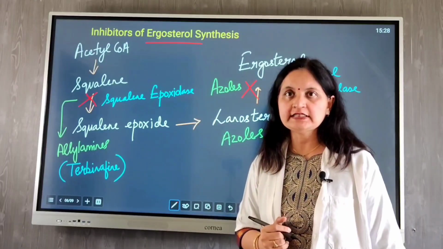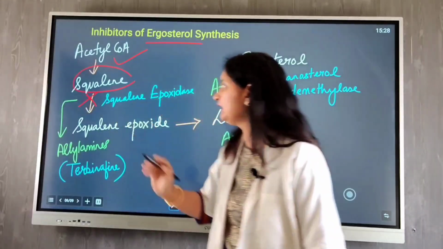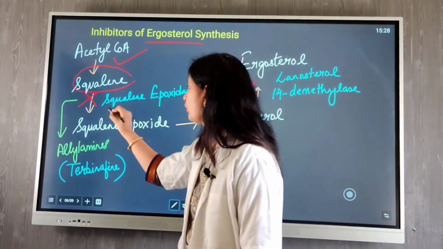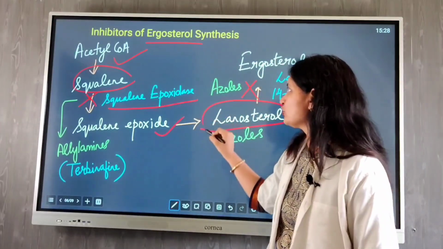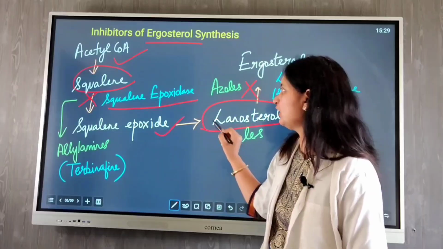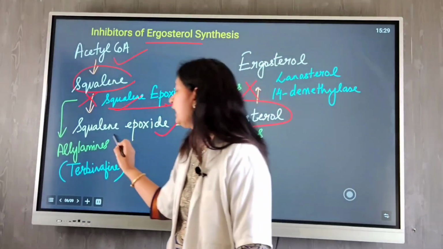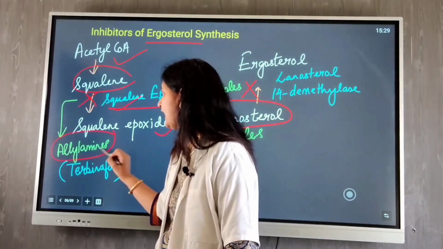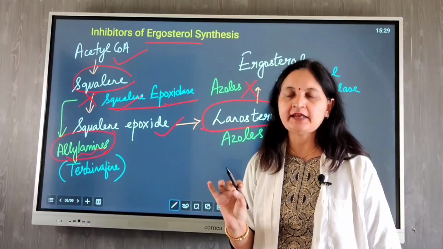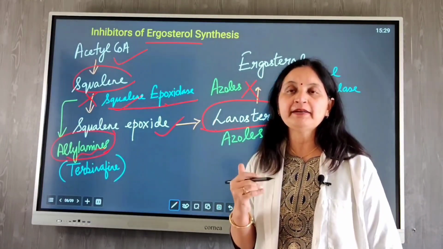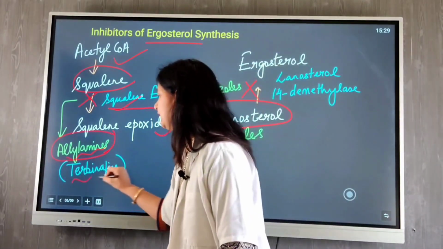So how is ergosterol synthesized? Acetyl coenzyme A is a building block. It forms squalene, which is an intermediate, and squalene in the presence of squalene epoxidase gets converted to epoxide and lanosterol. This enzyme is inhibited by another class of antifungal drugs known as allylamines. Allylamines inhibit the squalene epoxidase enzyme, inhibiting the conversion of squalene to lanosterol, and the drug is terbinafine.